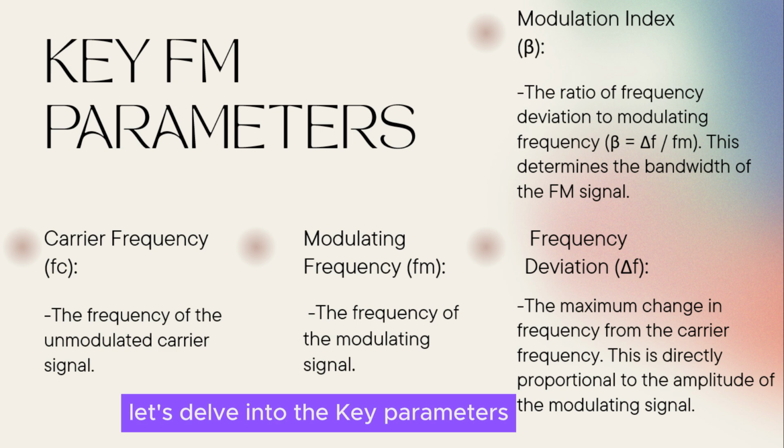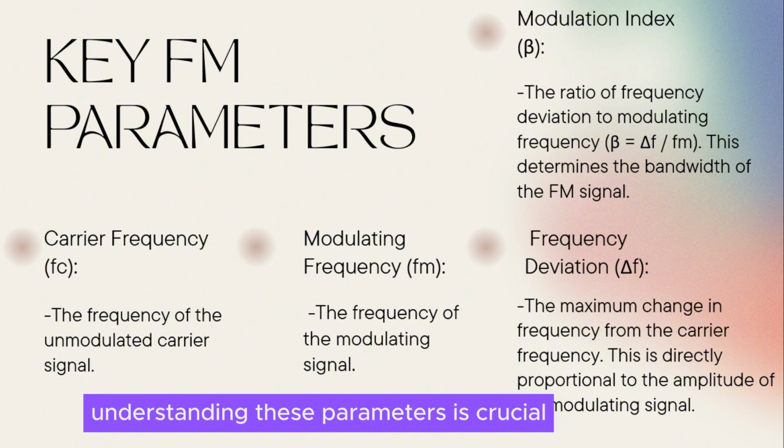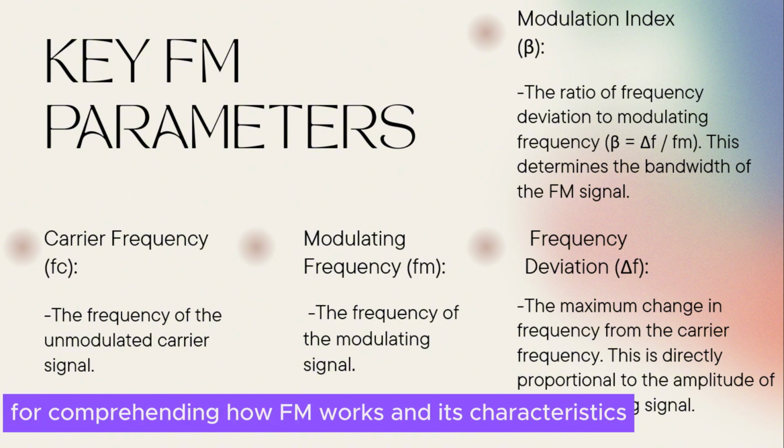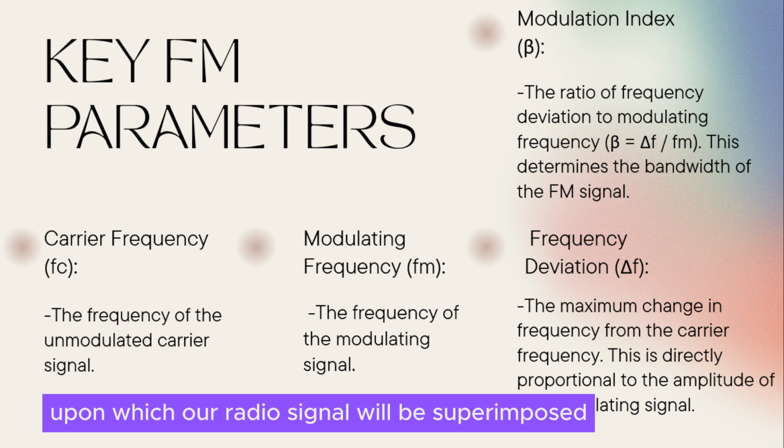Let's delve into the key parameters that define a frequency modulation signal. Understanding these parameters is crucial for comprehending how FM works and its characteristics. First, we have the carrier frequency. This is simply the frequency of the unmodulated carrier signal, or the base frequency of the radio wave before any information is added. Think of it as the foundation upon which our radio signal will be superimposed.